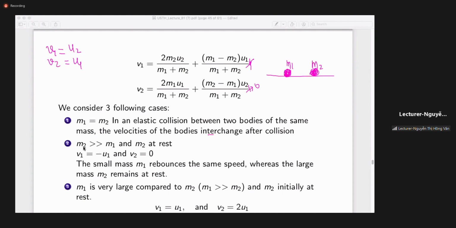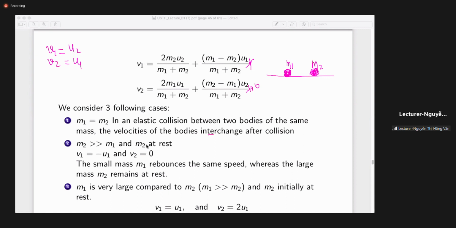If M2 is very, very big compared to M1. So in this case, you can imagine you have a wall with very big mass, right? And then you have a ball moving and hit the wall. And then what do you see? You see the ball is turned back, right? The ball is turned back. So how does this formula work? We check how this formula works.